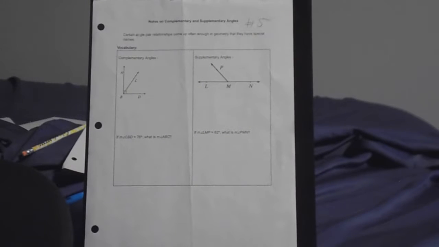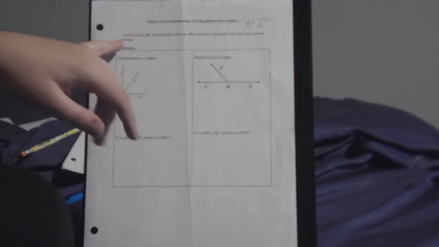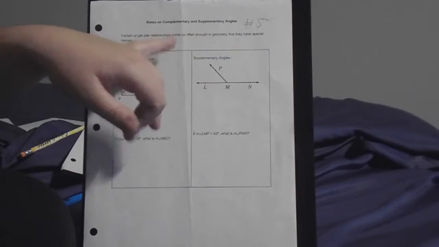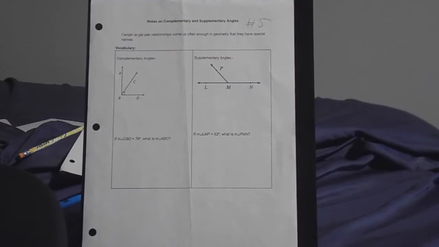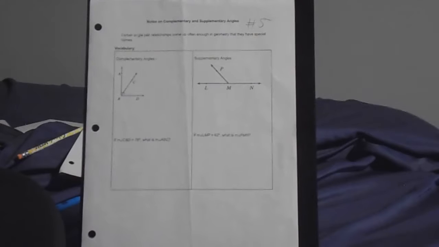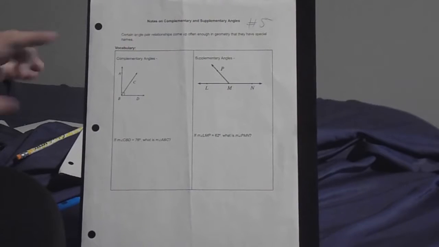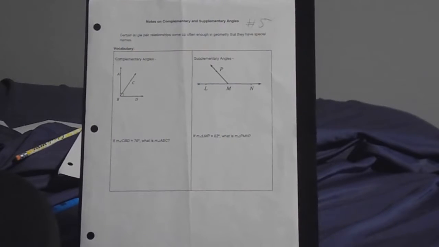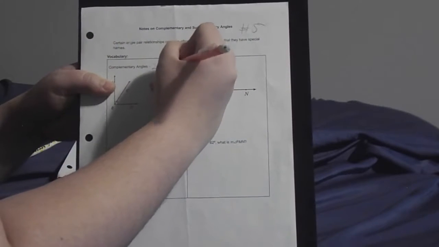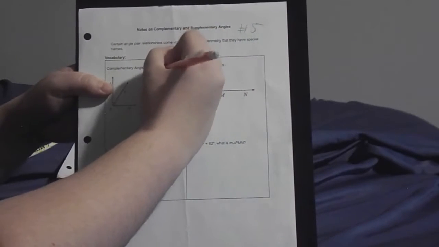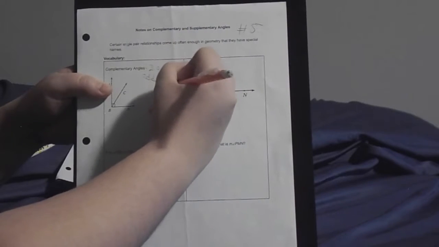So you can have two angles. Certain angle pair relationships come up often enough in geometry that they have special names. One relationship is if they're congruent. Another one is if they're complementary. What makes two angles complementary is when two angles add to 90 degrees.